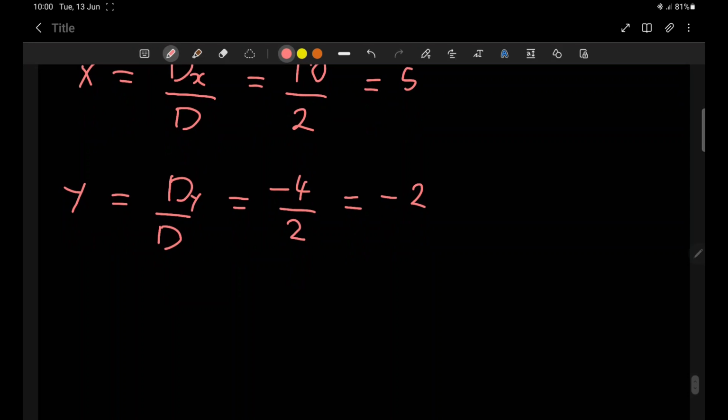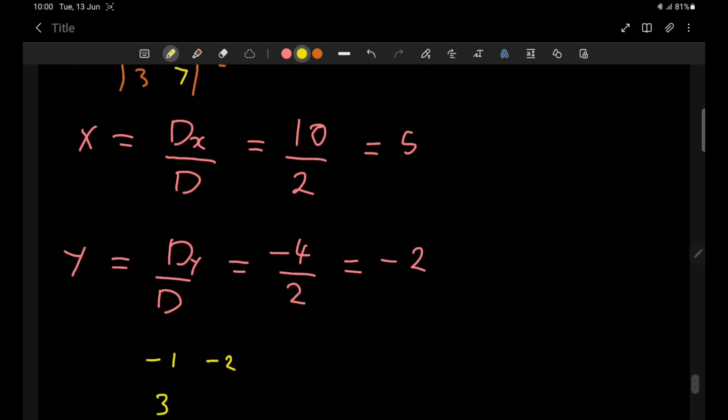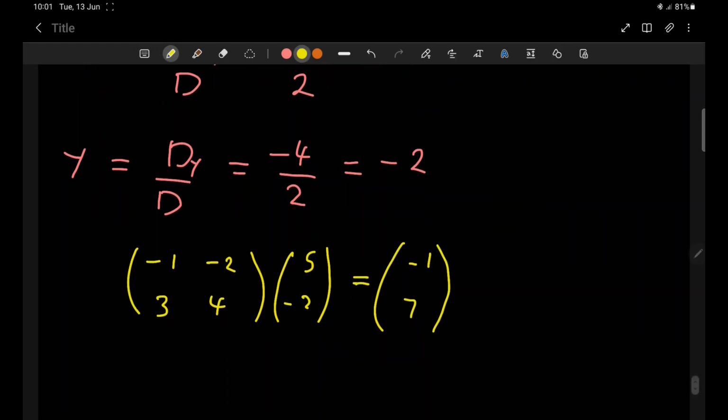So we can rewrite our matrix as we represent the solution. So we had negative 1, 3, negative 2, is it negative 4? It's just 4. Then our solutions here we have 5 and negative 2. This is equal to negative 1 and 7. Then we've solved our expression. Let's go to the next one.